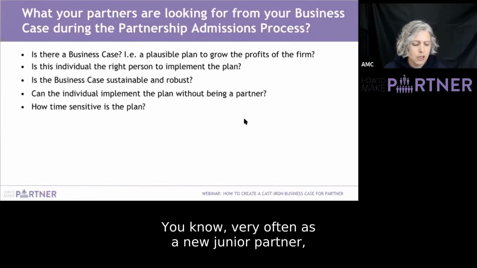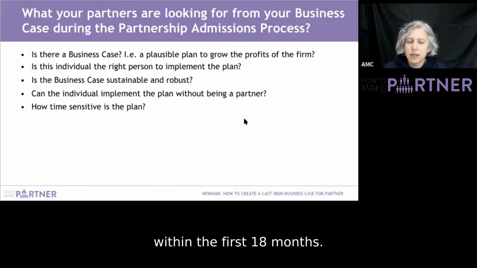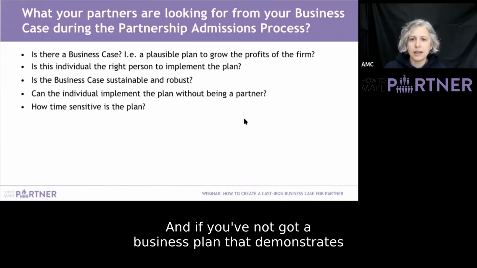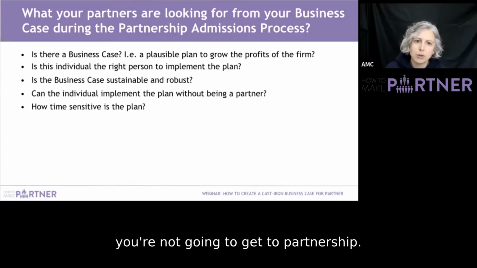Very often as a new junior partner, you've got to be able to feed yourself within the first 18 months. If you're going to go much further than that as a junior partner, you've got to be able to feed a team of people. And if you've not got a business plan that demonstrates that it's plausible for you to do that, you're not going to get to partnership.